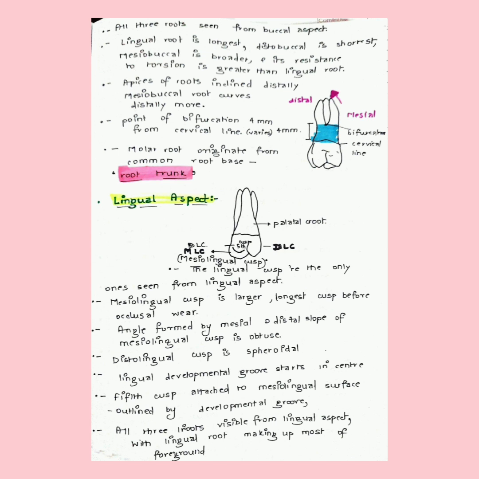The fifth cusp or cusp of Carabelli is present on the mesiolingual surface, outlined by a developmental groove, and all 3 roots are visible from the lingual aspect, but most of the part is taken up by the lingual root.